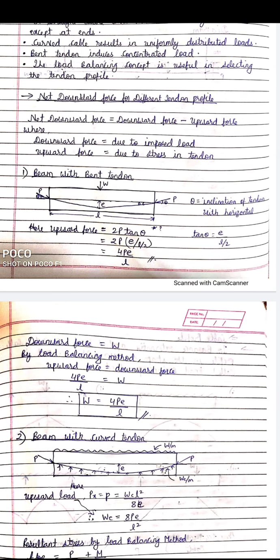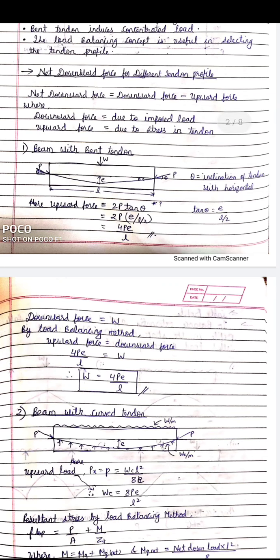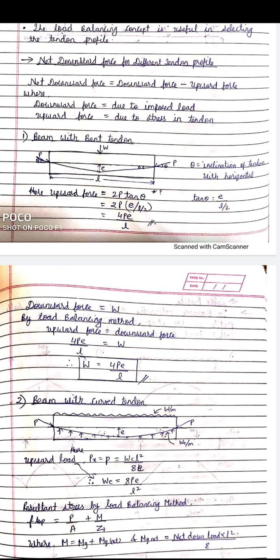So by load balancing method, if you equate upward force with the downward force, you will get the equation in terms of W, which is given by 4PE by L. So you just have to remember this value of W, which is 4PE by L, which we are going to use in the numericals. Now the second case is beam with curved tendon.